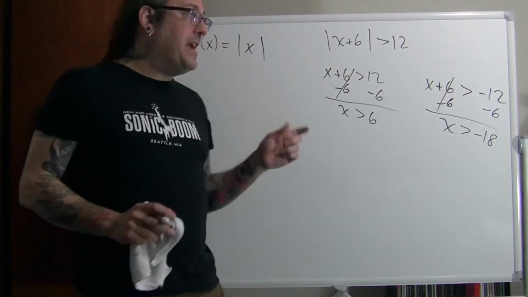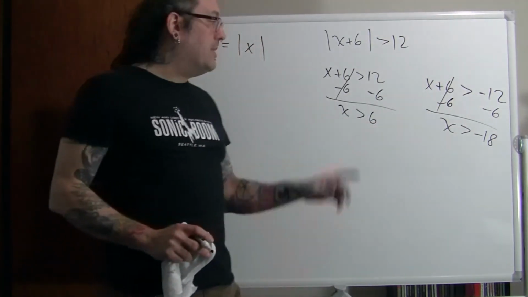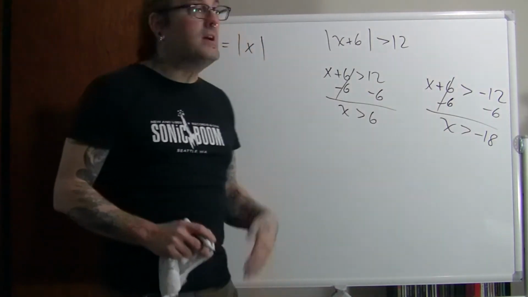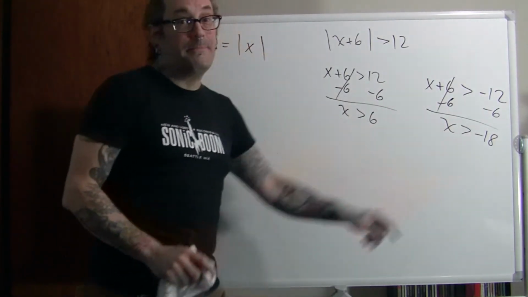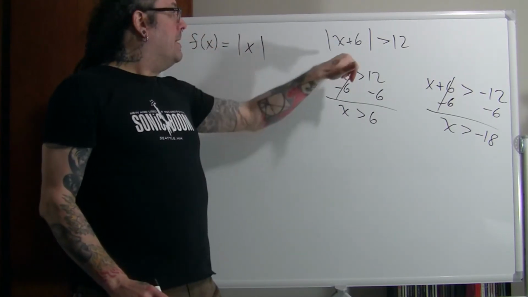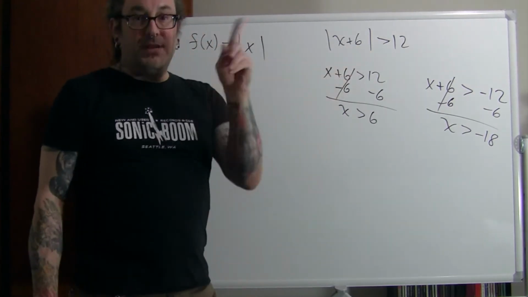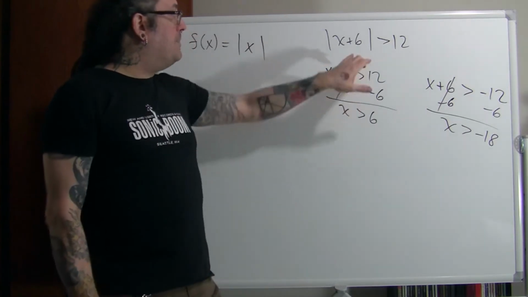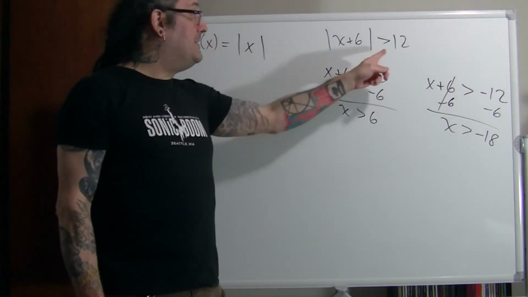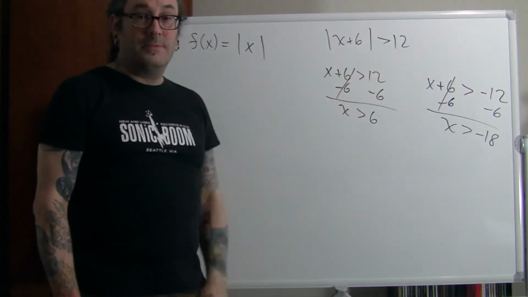Believe it or not, nothing is greater than a negative number, right? If I go negative 18, 17, 16, and so on, I'll eventually get to 0. 0 is greater than minus 18. Let's put it in there. 0 for x. 0 plus 6 is 6. And the absolute value of 6 is also 6. And is 6 greater than 12?